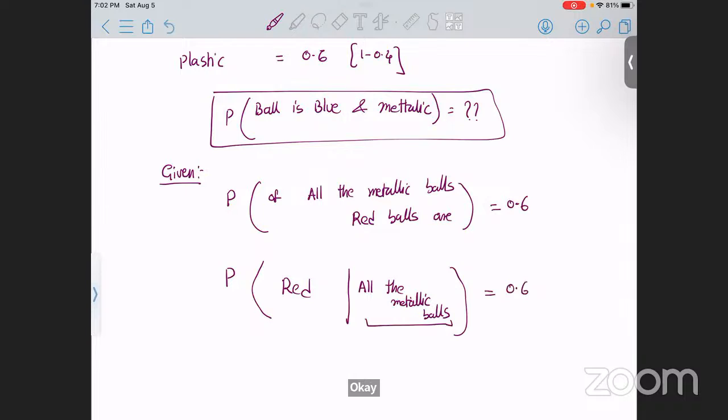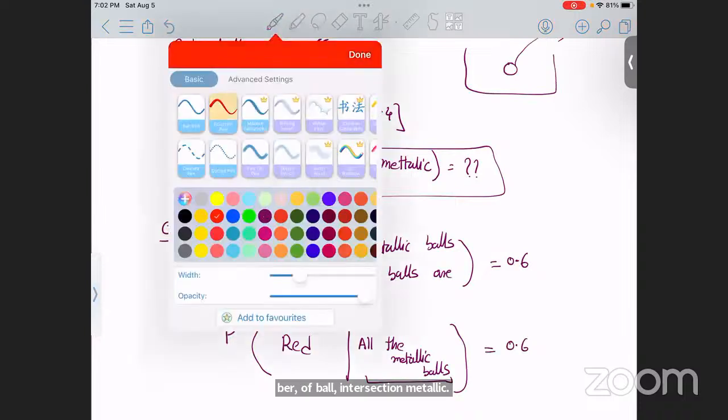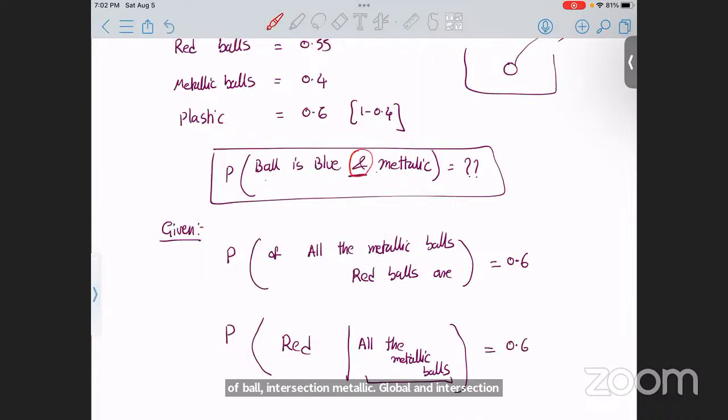Now what did they ask? They asked about the probability of a blue ball intersection metallic. Blue and metallic means intersection. Listen to this carefully. And means intersection. So they asked, sorry, blue ball intersection metallic.